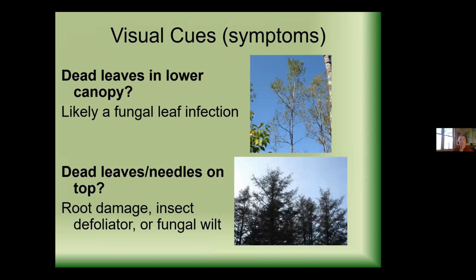And there's more examples of why the location matters. So dead leaves in the lower canopy, sometimes that can be a fungal infection. Whereas if it's on the top, perhaps there's damage to the roots. And notice it also says a fungal wilt.